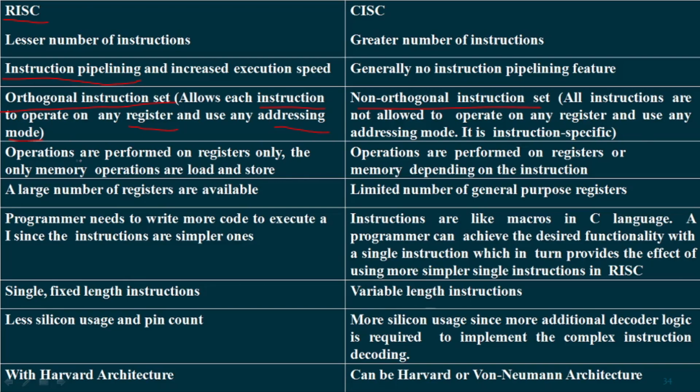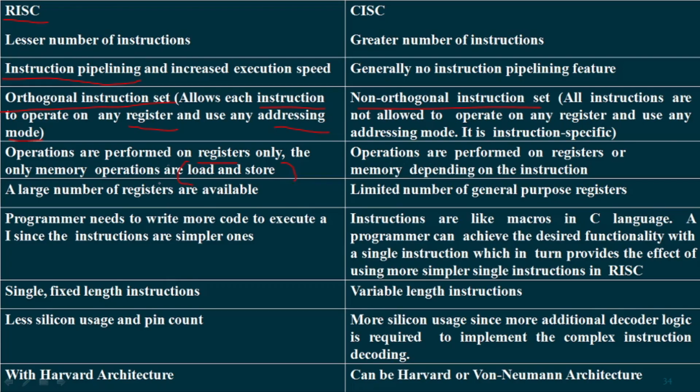Operations are performed on registers only. The only memory operations are load and store. Registers are one type of memory elements, the fastest processing units, but main memory is slower. If you want to bring data from main memory into these smaller memory elements called registers, or you want to store the result into the main memory, load and store instructions are used. Any other operations cannot be performed on main memory, but that limitation is not there in CISC.